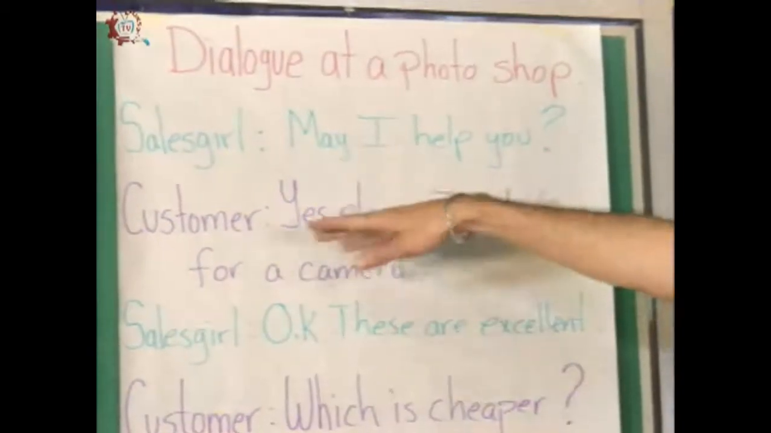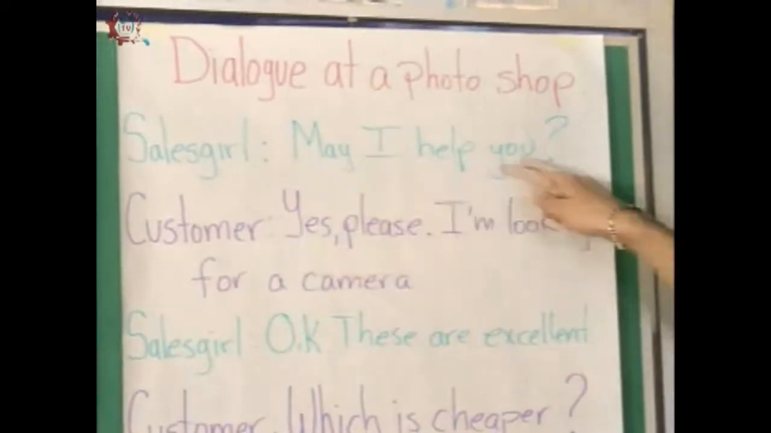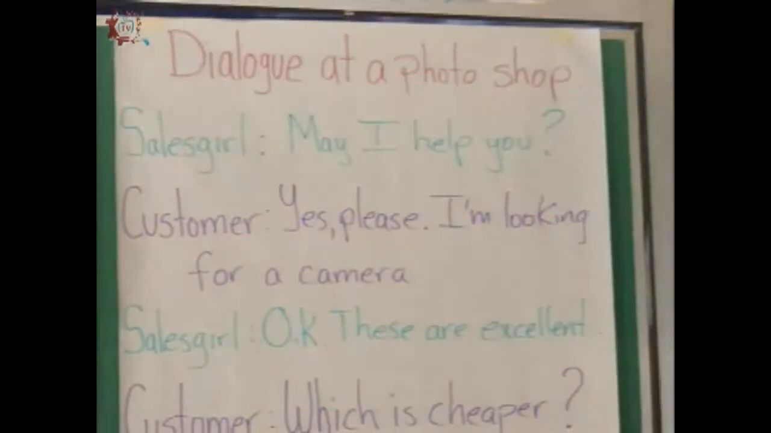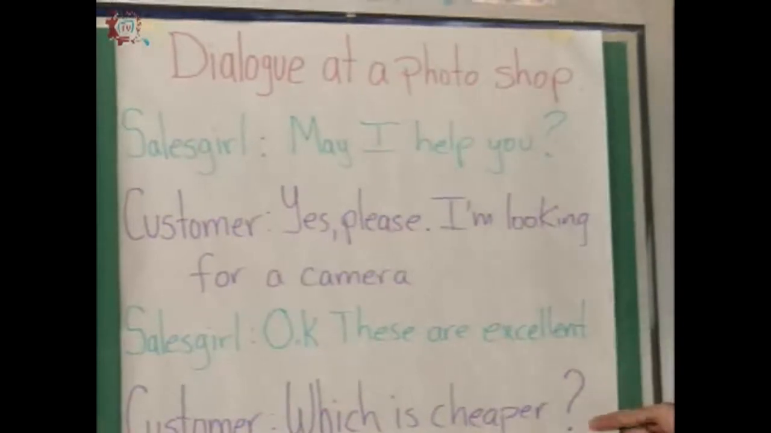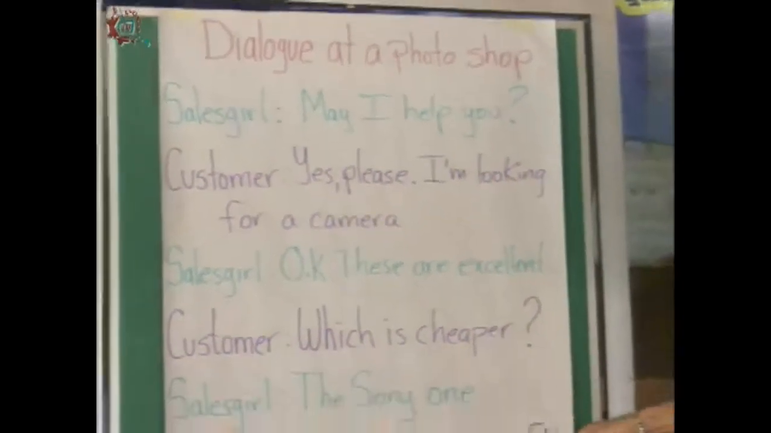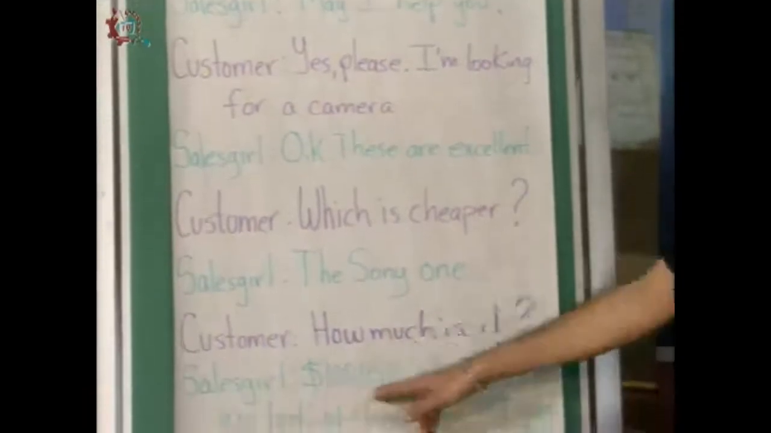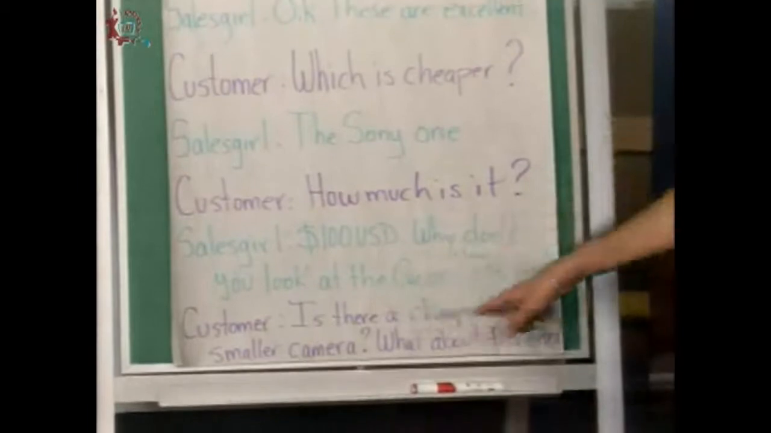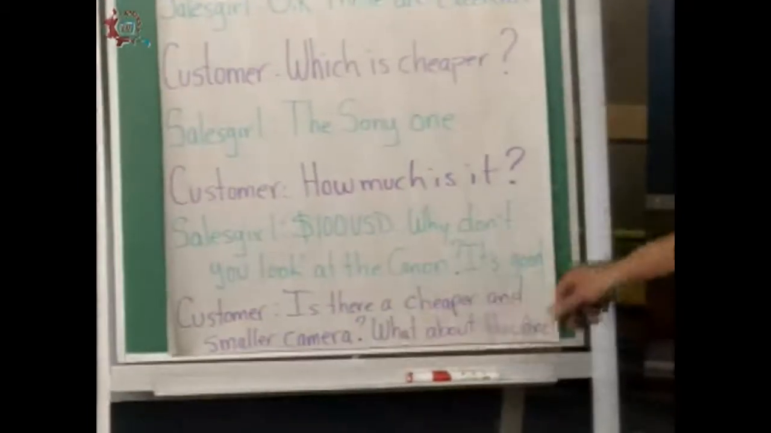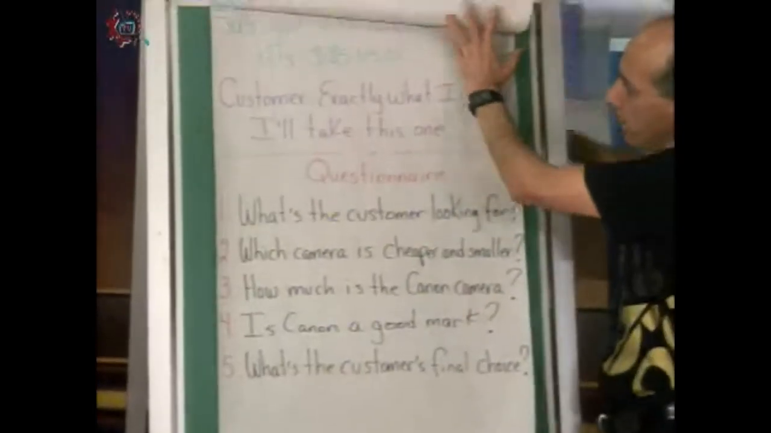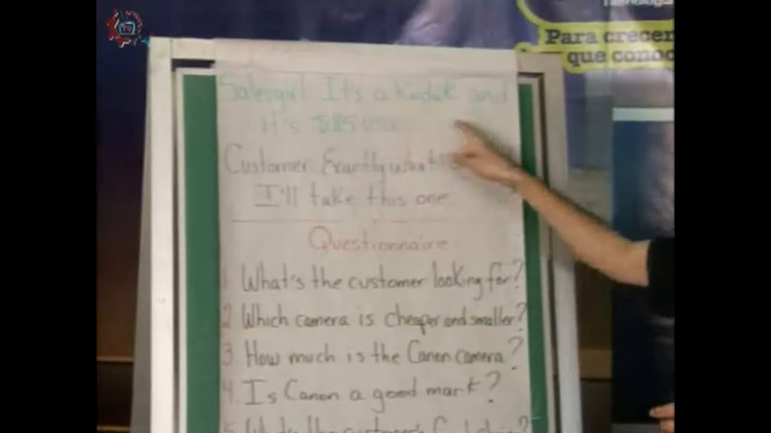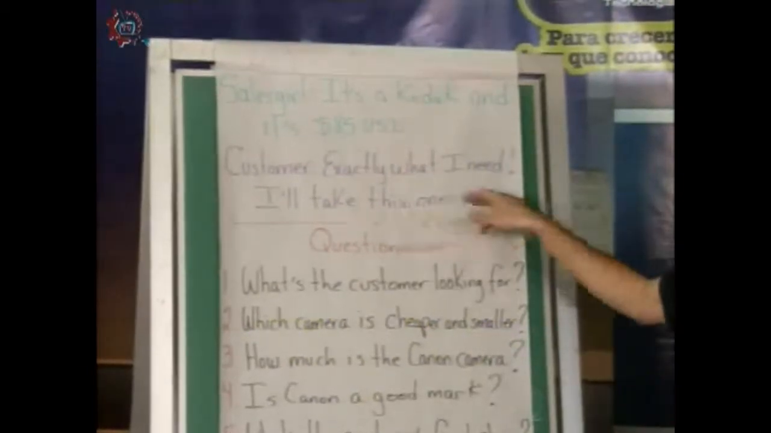Okay, I am going to read it. Sales girl, may I help you? Customer, yes please, I'm looking for a camera. Okay, these are excellent. Which is cheaper? The Sony one. How much is it? $100. Why don't you look at the Canon? It's good. Is there a cheaper and smaller camera? What about this one? Okay, the dialogue continues here. It's a Kodak and it's $85. Exactly what I need. I'll take this one.